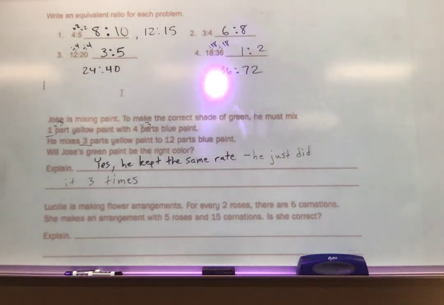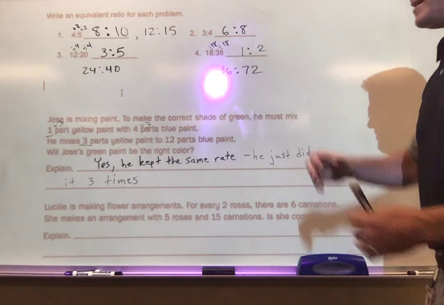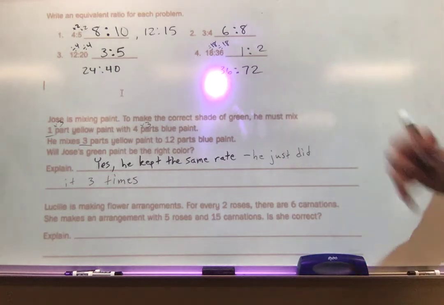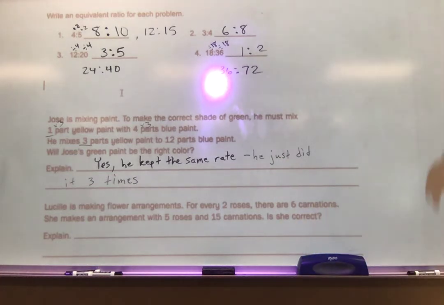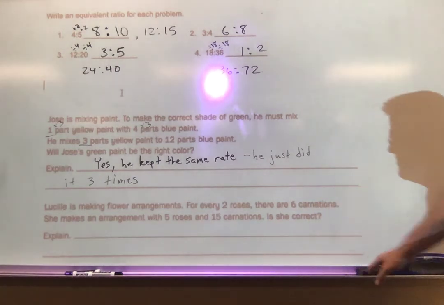All right, this would be true too if you're doing recipes and you're trying to double or triple a recipe for cookies or something because you're making a big batch. You would have to keep the ingredients at that same rate to keep it tasting the same. Same thing here. If you need more paint, you need to mix it at the same rate so you get more that looks the same. Okay, and there's a lot of times when you'll need to do that.